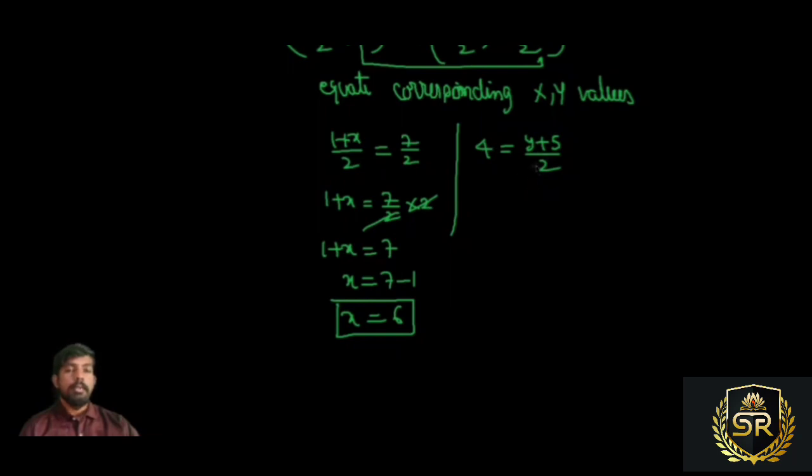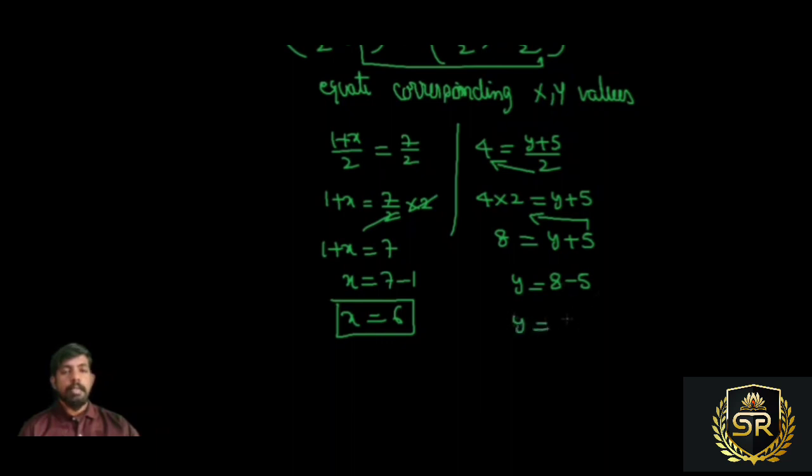And next, this 2, if I send it to the left hand side, becomes multiplication. 4 into 2 is equal to y plus 5. 4 twos are 8, equal to y plus 5. Plus 5 goes to the other side, so y is equal to 8 minus 5, which is 3. So x is equal to 6, y is equal to 3. Therefore the x and y values are found. Hence x is equal to 6, y is equal to 3 are the required solution.